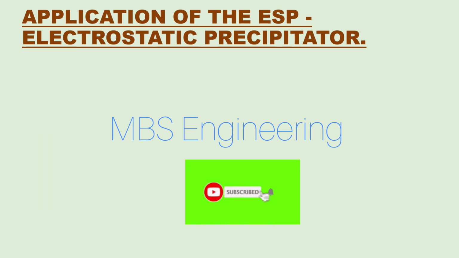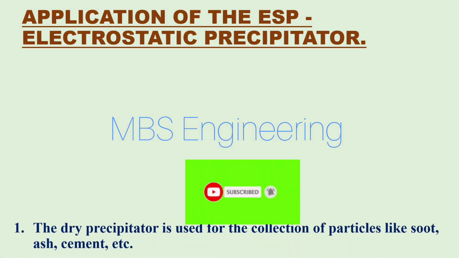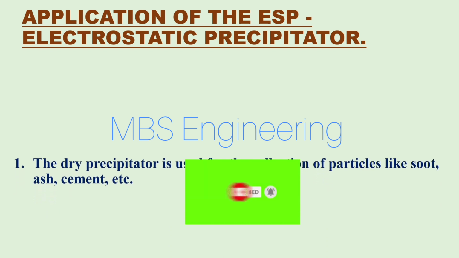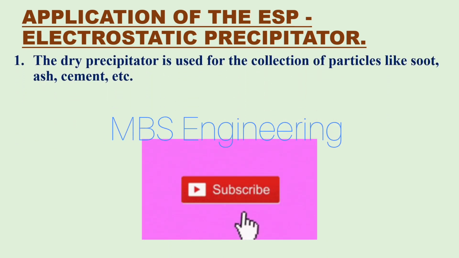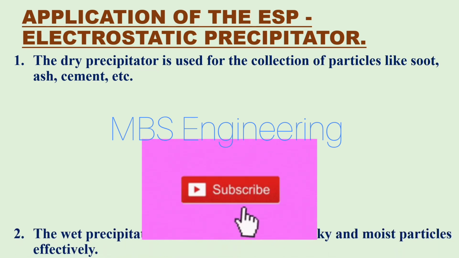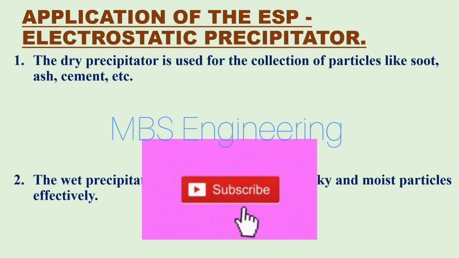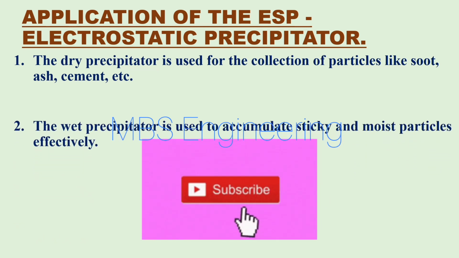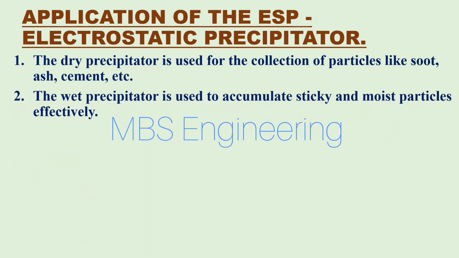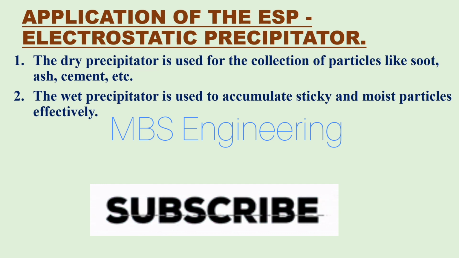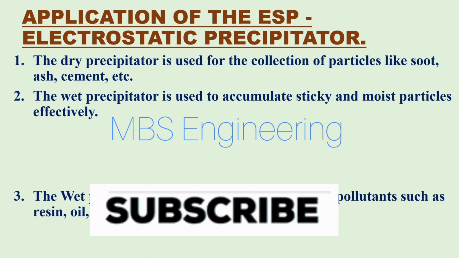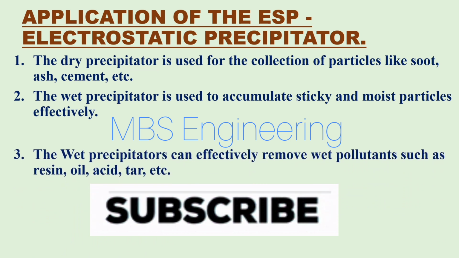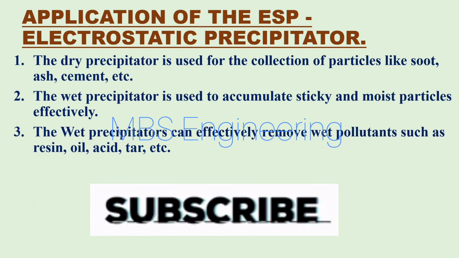Next, we are going to understand the application of the electrostatic precipitator, ESP. We will discuss the detailed application of the electrostatic precipitator ESP given below. The first application is that the dry precipitator is used for the collection of particles like soot, ash, cement, extrusions. Next, the second application is that the wet precipitator is used to accumulate sticky and moist particles effectively.